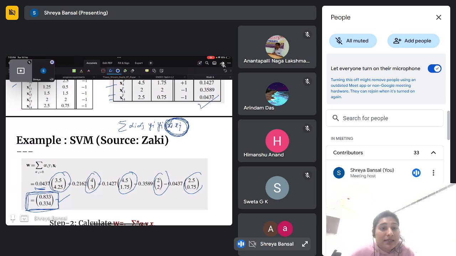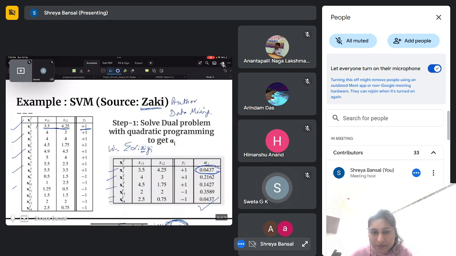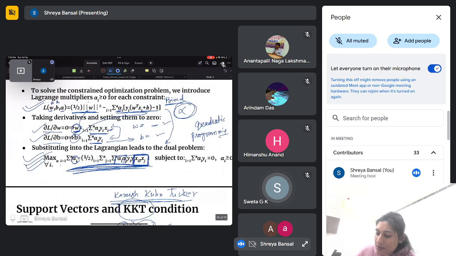So is the idea of SVM clear? If you have any doubts, please go ahead first. Can you show the previous slide? This one? Yes. Can you once again tell how we need to calculate alpha, ma'am?